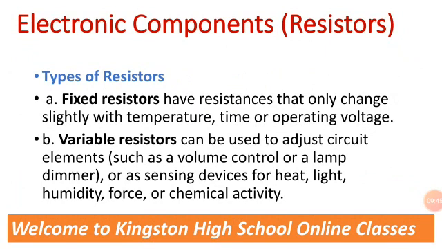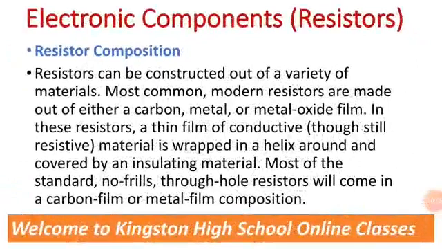Or your lamp, whether the bulb is shining bright or shining very dim, is controlled by a variable resistor. Also as a sensing device for heat, in the case of your thermostats, or light, humidity, force, or other chemical activities. So these are the two basic types of resistors.